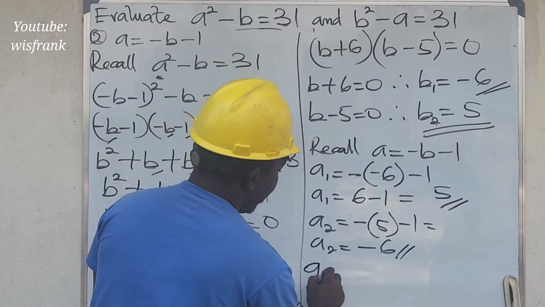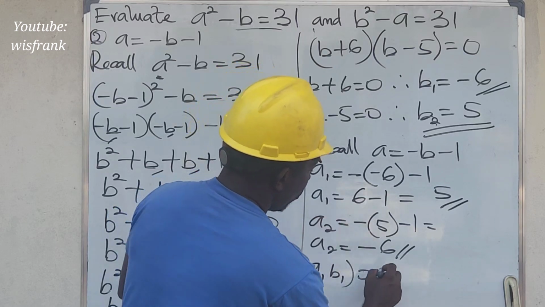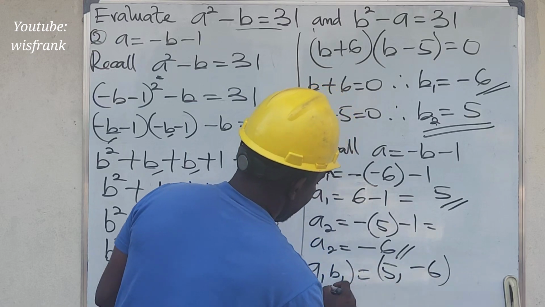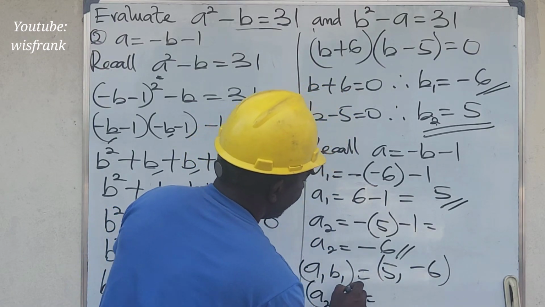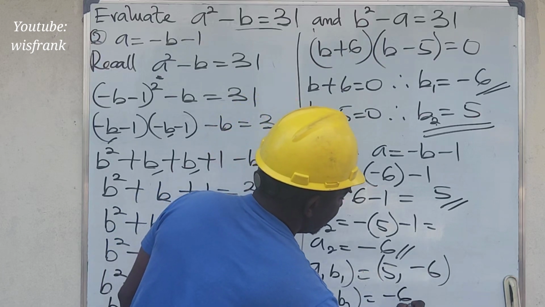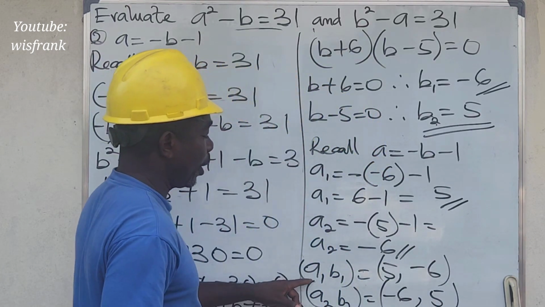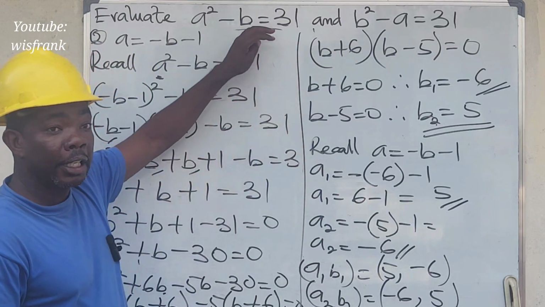Therefore, for the solution a1, b1, our a1 is 5 and our b1 is minus 6. Then for a2, b2, our a2 is minus 6 and our b2 is 5. So these are the values of a1, b1 and a2, b2 that we have for this given evaluation.